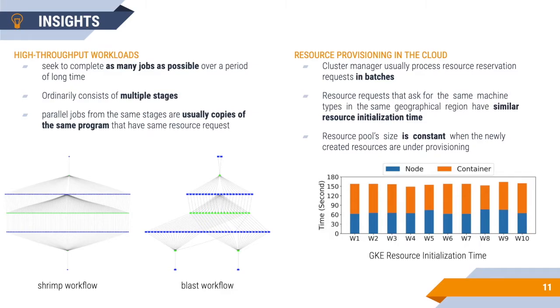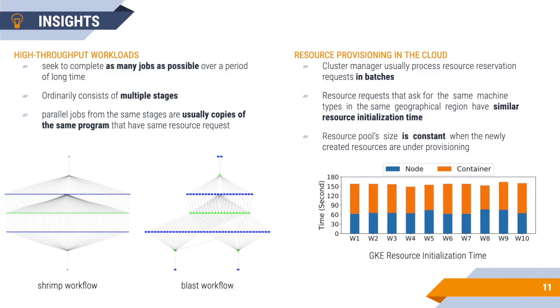But how can we get the task runtime information and the resource initialization time of the cluster manager? We can leverage two insights. The first insight is related to the high-throughput computing workload. High-throughput computing workloads often consist of multiple stages, and the parallel jobs from the same stage are usually copies of the same program that have similar sizes of input and output data. Therefore, if we know the resource consumption and execution time of one task, we can apply this information to all tasks from the same stage.